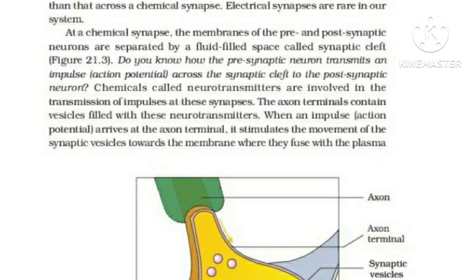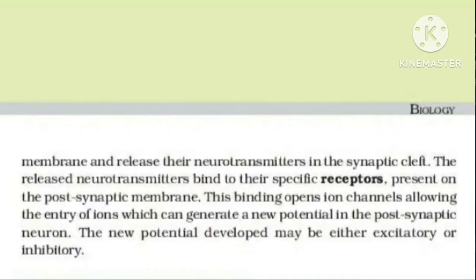When an impulse, action potential, arrives at the axon terminal, it stimulates the movement of these synaptic vesicles towards the membrane, where they fuse with the plasma membrane and release their neurotransmitters in the synaptic cleft. The released neurotransmitters bind to their specific receptors present on the postsynaptic membrane. This binding opens ion channels, allowing the entry of ions, which can generate a new potential in the postsynaptic neuron. The new potential developed may be either excitatory or inhibitory.